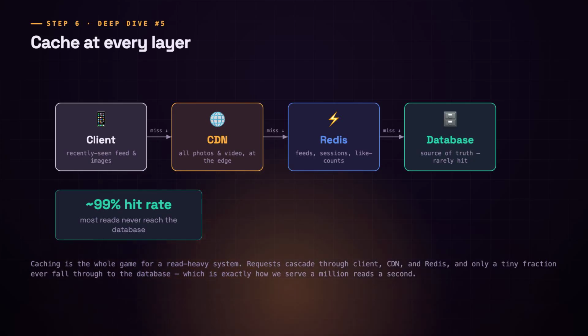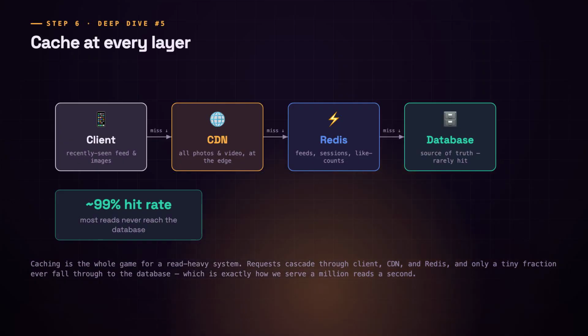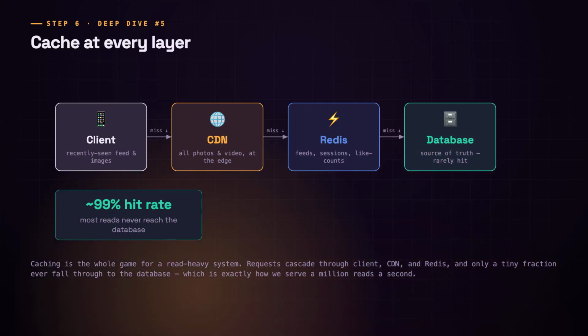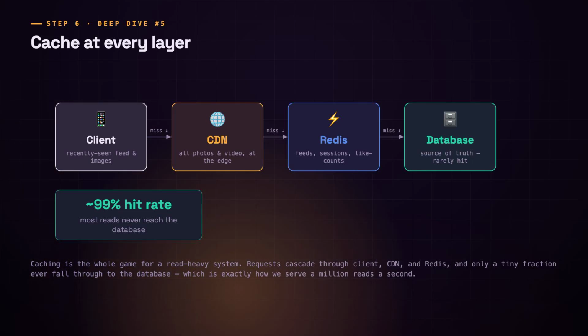A read cascades down through these layers, and only if every cache misses does it finally touch the database. Done well, the cache hit rate is around 99%, which means the vast majority of reads never reach the database at all. That is precisely how we serve 1 million reads per second without falling over.